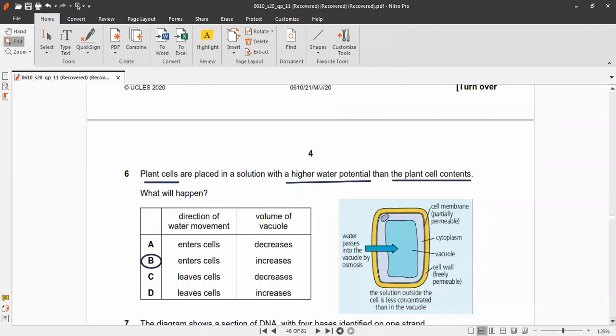Plant cells are placed in a solution with a higher water potential. What will happen to the plant cell contents? The solution outside the cell is less concentrated than the vacuole, so it has a higher water potential. So water passes into the vacuole by osmosis. So the direction of water movement is into the cell and the volume of the vacuole increases. So the correct answer is B.